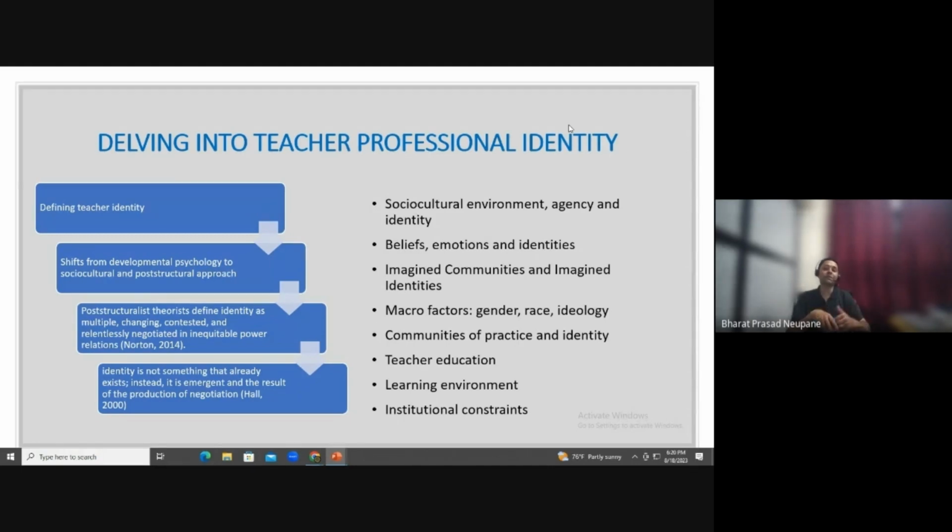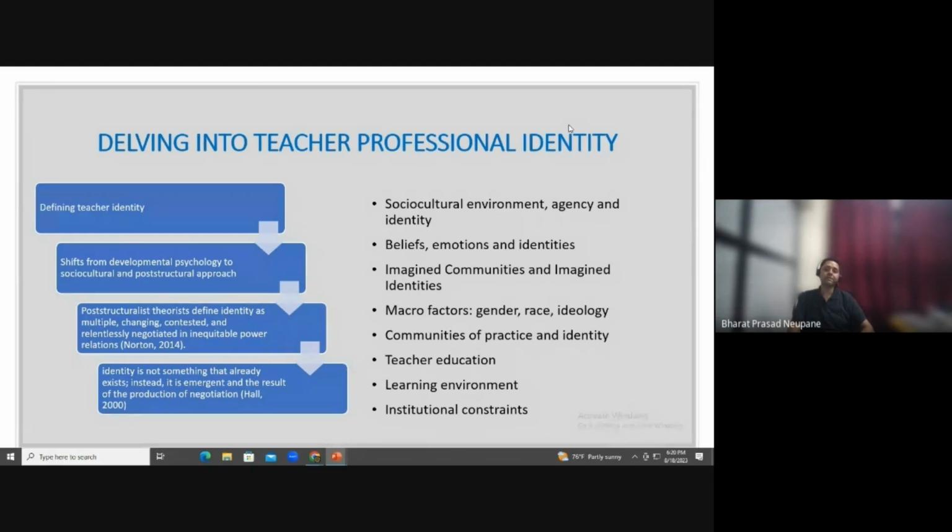So my focus is on the exploration of their trajectory, their journey of identity construction. Because identity is not something that already exists. Instead, it is emergent and the result of the production of negotiation, as noted by Hall 2000. So my focus is not on being, rather focus is on becoming, the gradual process of construction of identity. And after the exploration of literature, empirical studies on English language teachers' identity construction, I came across these different themes, which is presented in this screen.